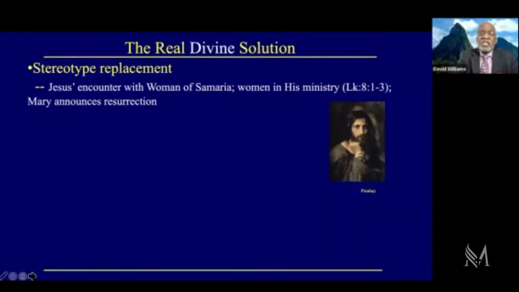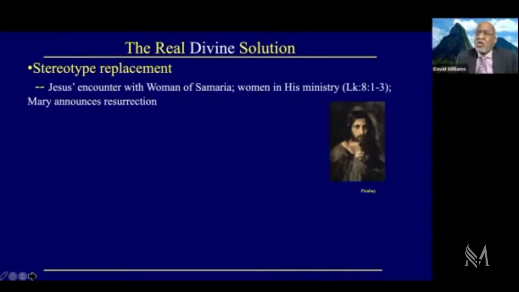You see stereotype replacement with Jesus' encounter with the woman of Samaria. Jews didn't talk to Samaritans. Samaritan women were definitely unclean, and they would not have anything to do with them, yet Jesus elevated her, treated her with dignity and respect. You also see Jesus having women in Luke chapter 8 working alongside him in his ministry.